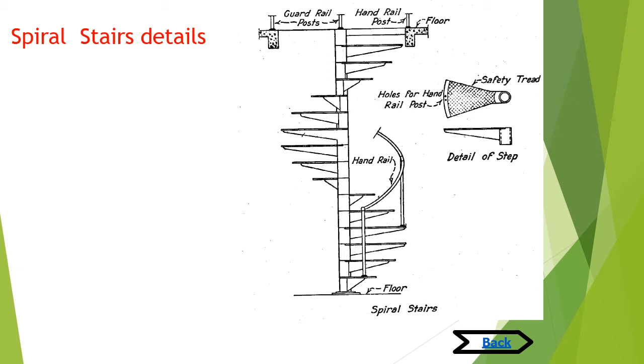This is the floor level. These are the holes for the handrail post, safety tread. Detail of the steps has been shown. This is a handrail, how it has been circulating, and spindles. This is a spiral stair.